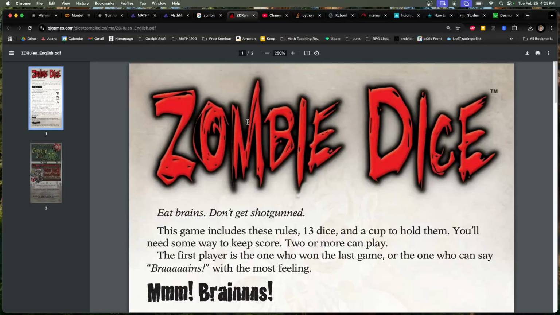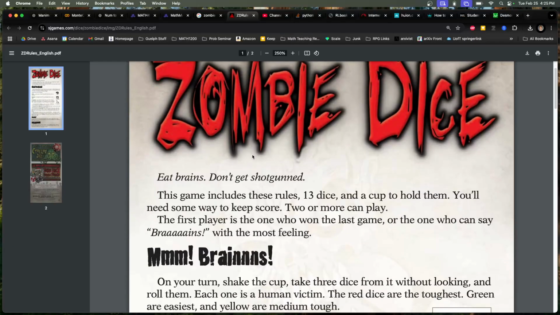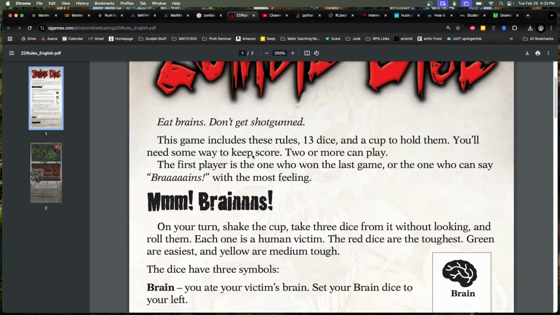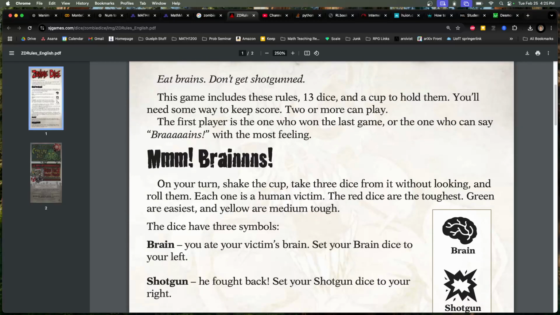So let's go back to the rules quickly. What happens when it's a red shotgun? Yes, I will tell you about the colors in 1 second. This is one of the things that makes it exciting. So on your turn, shake the cup, take 3 dice from it without looking, and roll them.